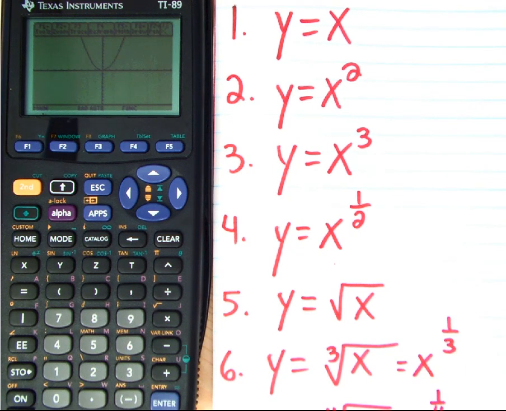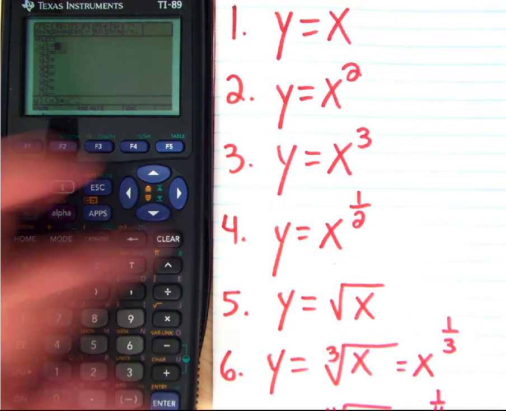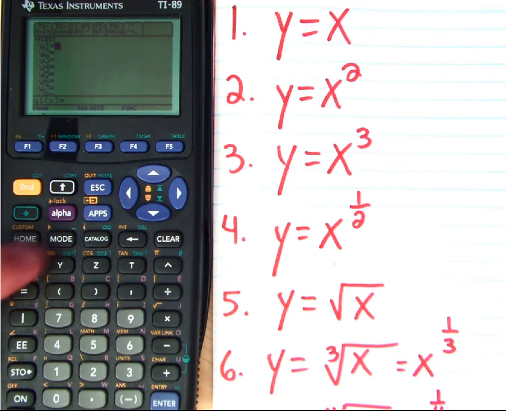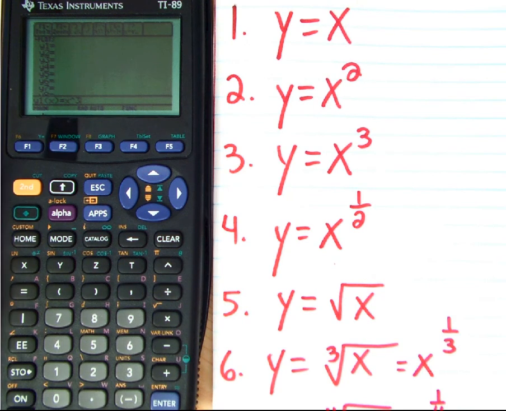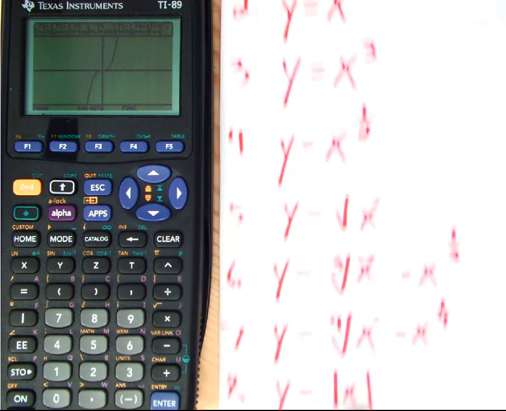Now let's look at y is equal to x to the third. I'm going to go back to my y equals. So I'll do diamond F1. I'll press clear. And I'll do x caret 3. And then I'm going to go to my graph. So do diamond F3. And there's my graph.